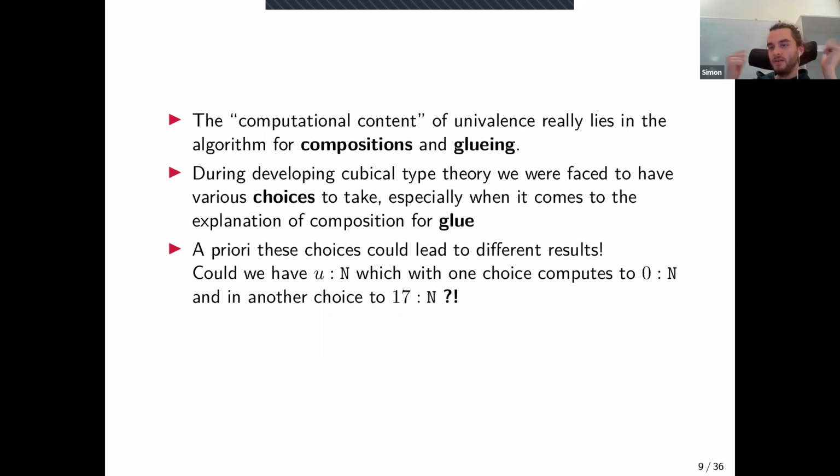But then there's the obvious question: does this choice matter? A priori, if I take different algorithms, I could start with a term of type NAT, and compute with one algorithm to get a numeral, or I could use the other algorithm to get a numeral. But the question is, is this really equal? Right, so that's the starting point, or the question we were interested in this work.